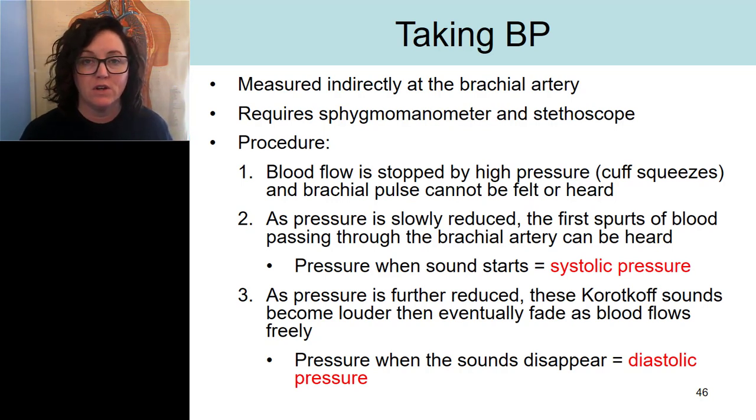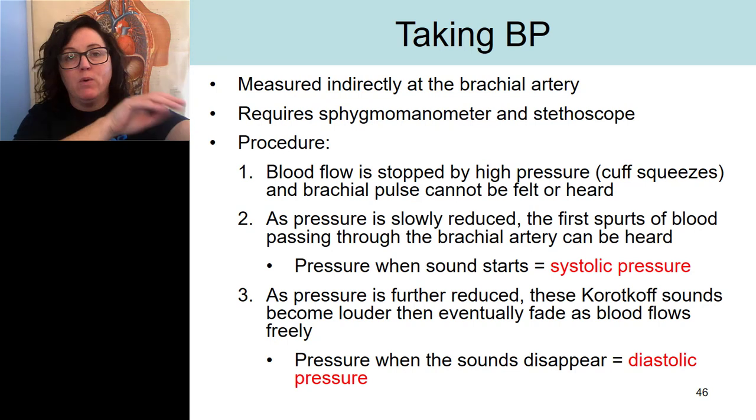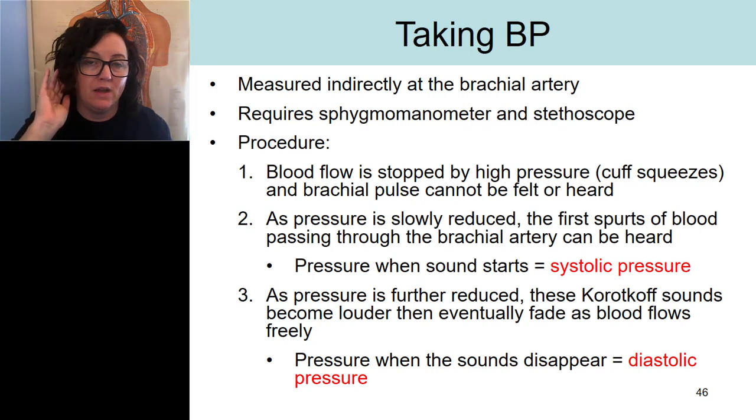These sounds that you're hearing are called Korotkoff sounds. Basically what you're hearing is the blood hitting the walls of the brachial artery. Because when you cut off that blood supply and then slowly release the pressure, you're going to have high-powered squirting of blood into that brachial artery, and that blood hits the walls of the artery, and you hear that. Note the pressure. That is your systolic pressure.